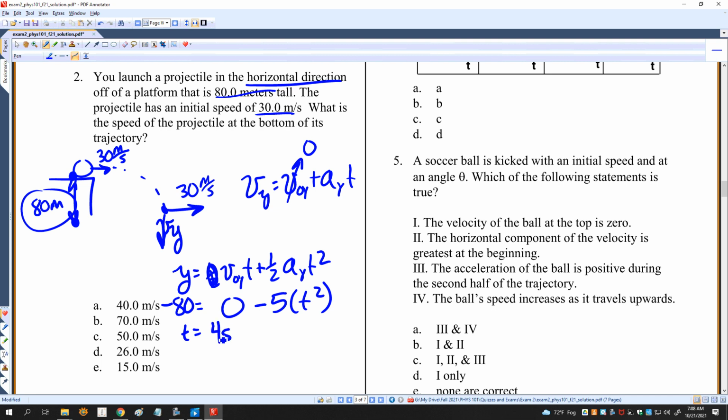So if t is equal to 4 seconds, I can figure out the velocity at the bottom by saying Vy is equal to negative 10 times 4 seconds. That's negative 40 meters per second.